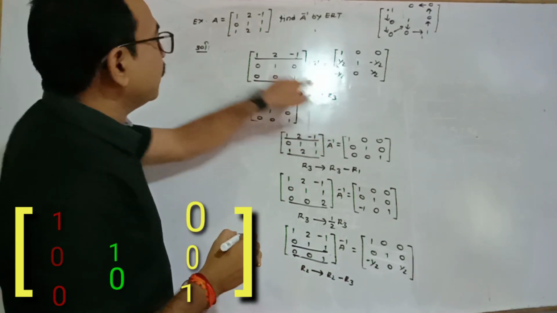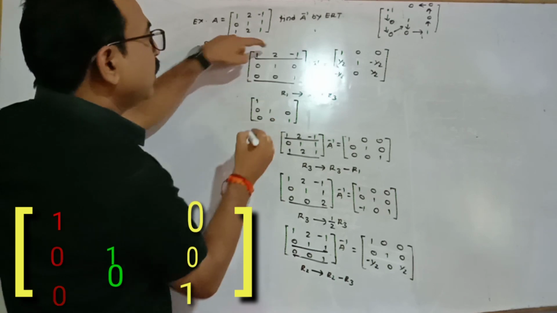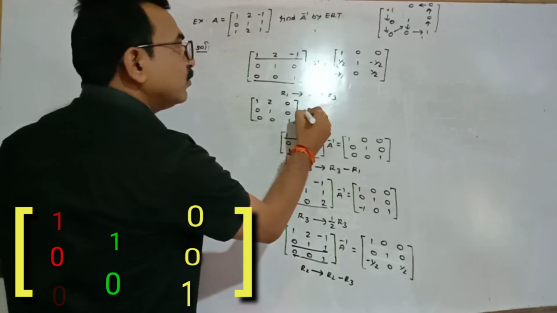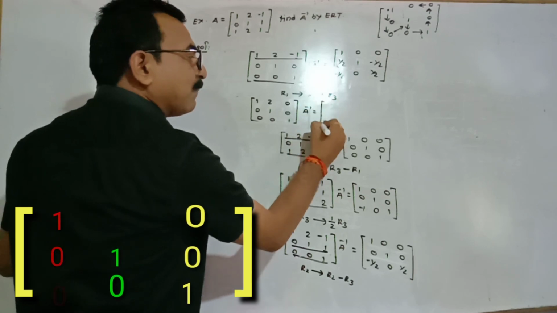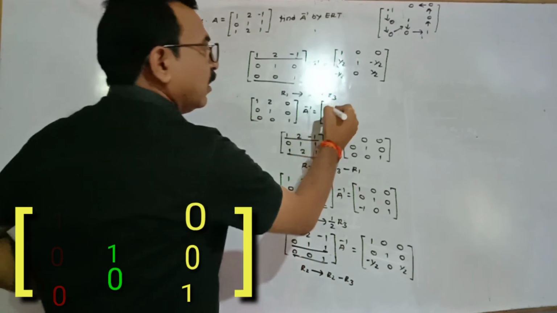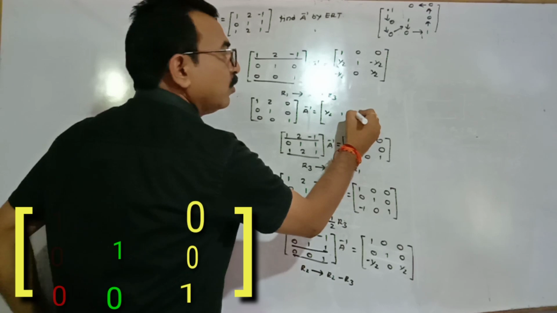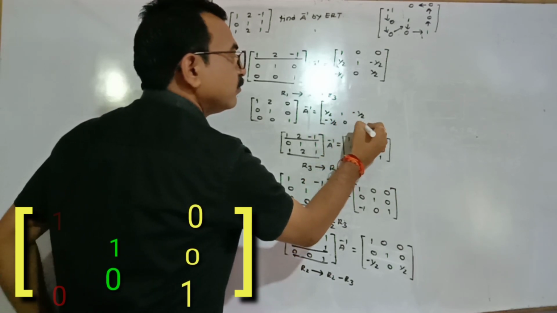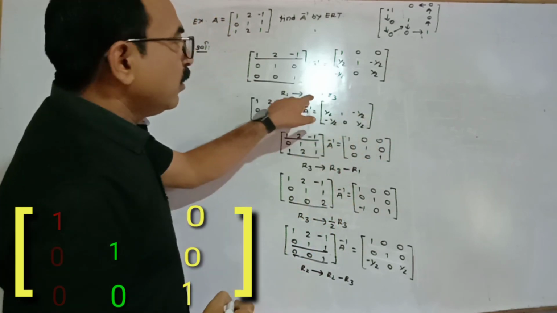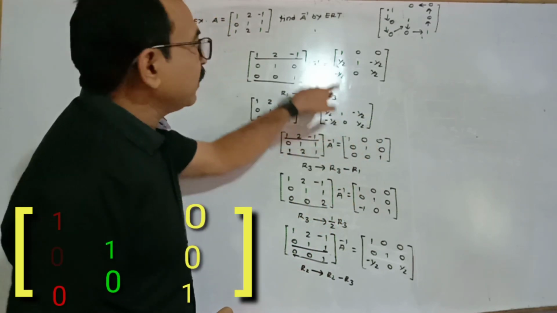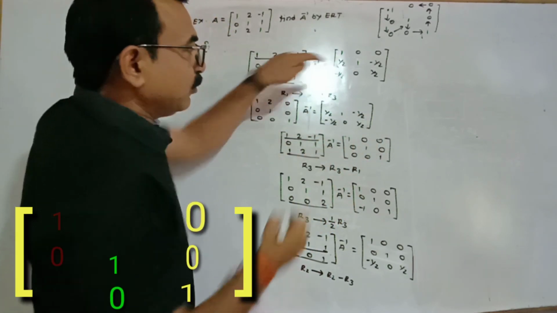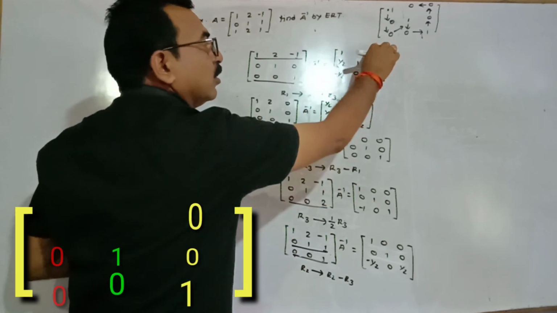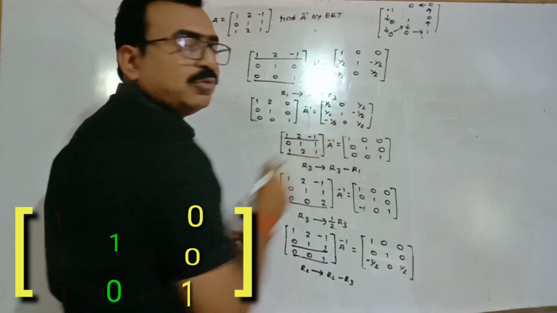Now perform this operation. 1 plus 0 means 1. 2 plus 0 means 2. Minus 1 plus 1 means 0. Now perform the same operation on the other side. Write down the elements of row 2 and row 3 as they are. Now perform this operation, that is row 1 plus row 3. 1 minus 1 by 2 means 1 by 2. 0 plus 0 means 0. 0 plus 1 by 2 means 1 by 2.